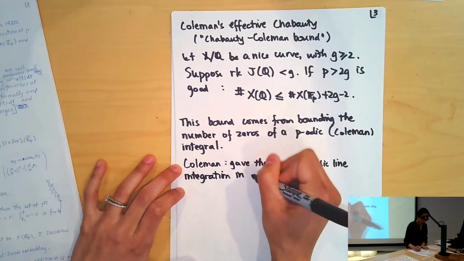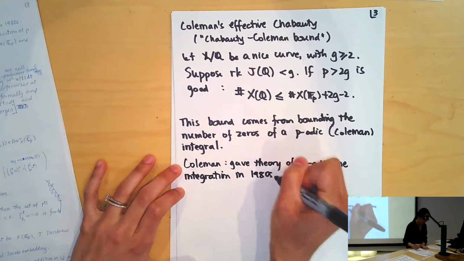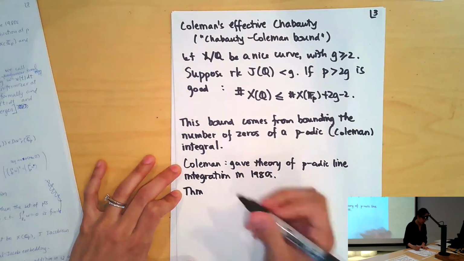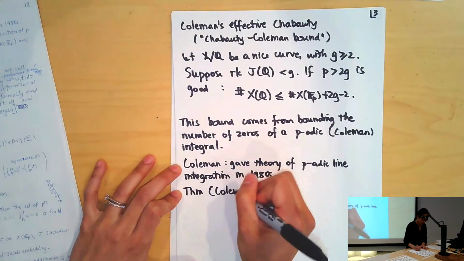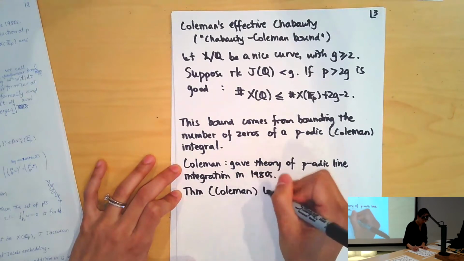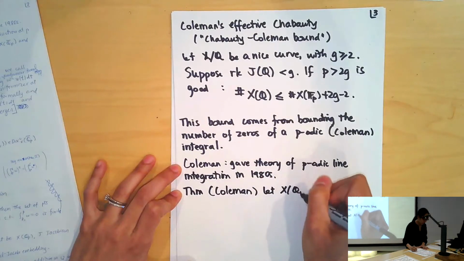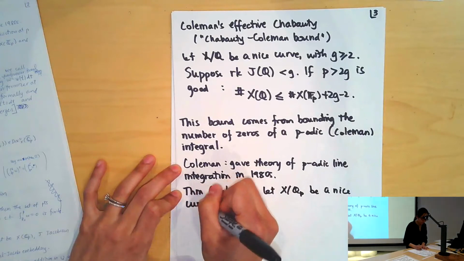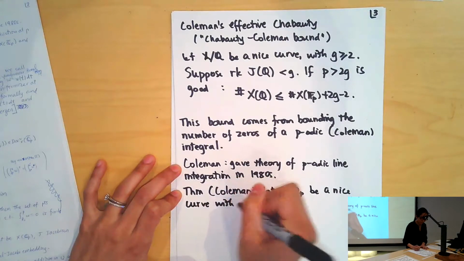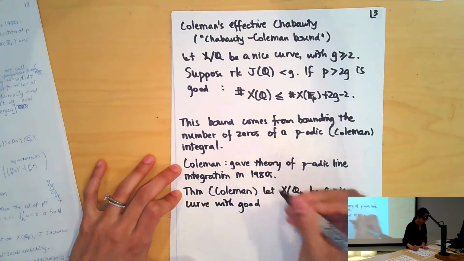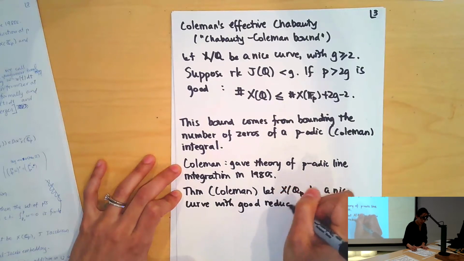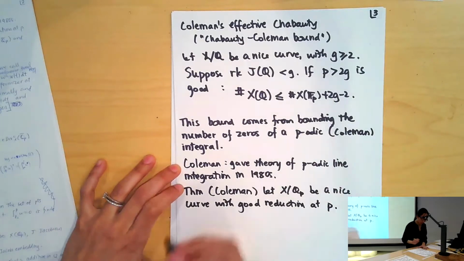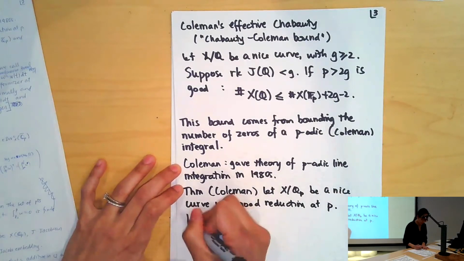In a series of papers in the 1980s. And so let me give you some nice properties of these integrals. So I'll assume that my curve is over Q_p. And I'll focus on the case of good reduction, just to simplify some of the statements here.